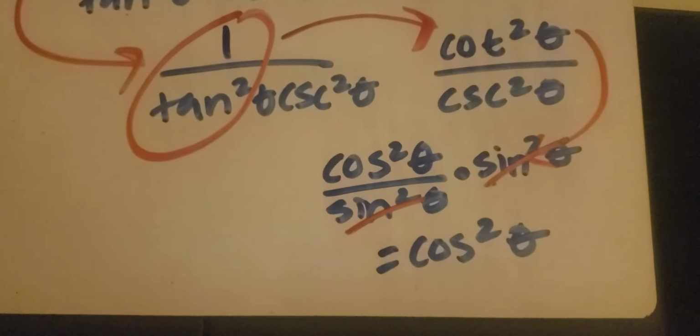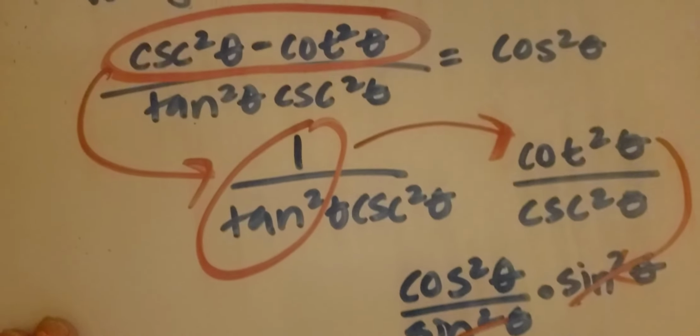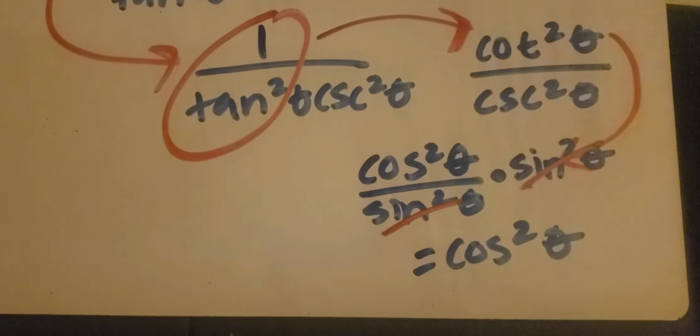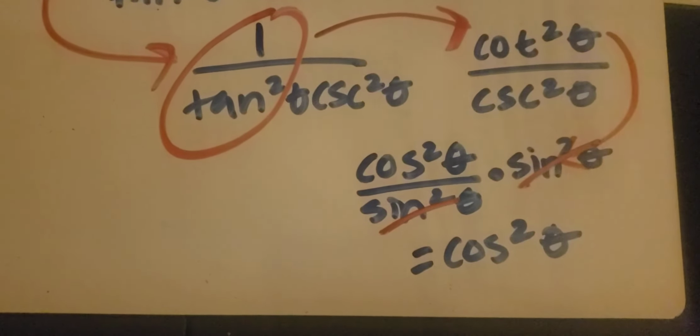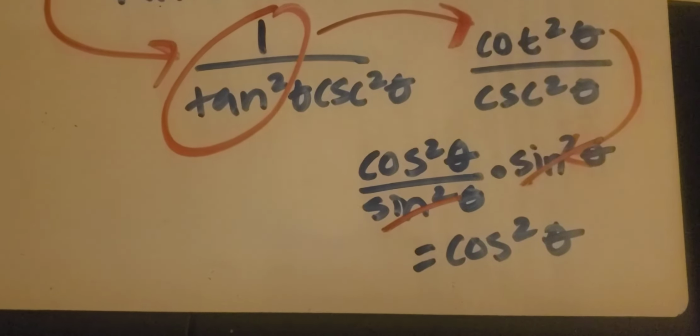Could you do it another way? Absolutely, okay? But this was my way, because again, there's more than one way. It depends on what identity you want to use, okay? All right, since this is a continuation from section 5.1, this is the only example that I'm going to do, and now I'm going to give you guys one to try, okay?